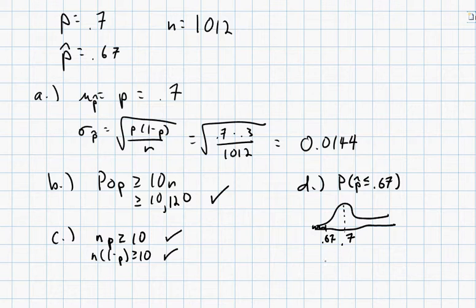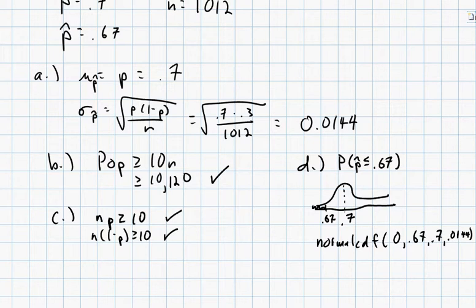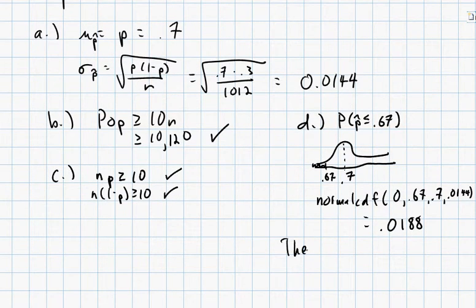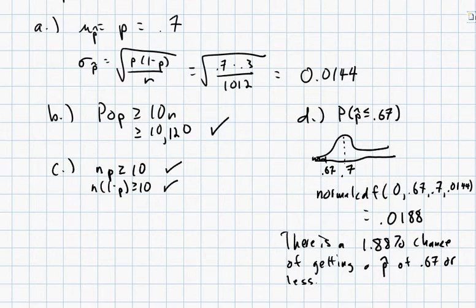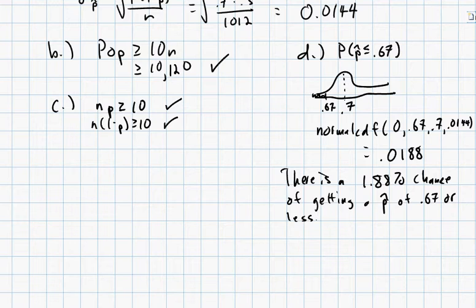So to do that, we would do normal CDF, 0.67, 0.7, and 0.0144. And when we do that, we get a probability of 0.0188. So that means there is a 1.88% chance of getting a p hat of 0.67 or less if the true proportion is 0.7. So that means it's pretty unusual, because that means a very small chance that we would get that answer.